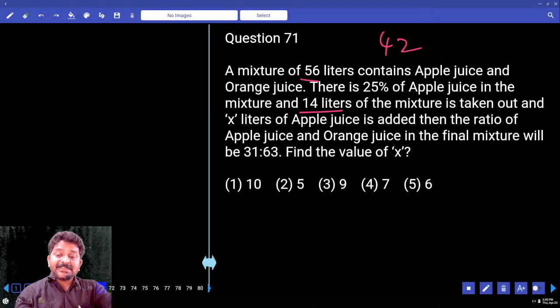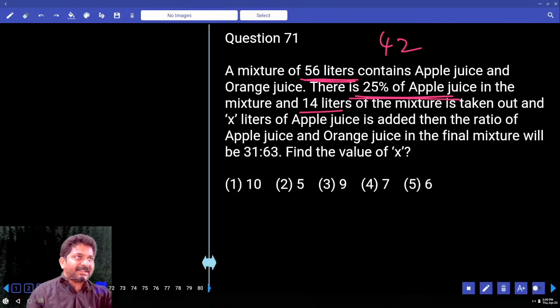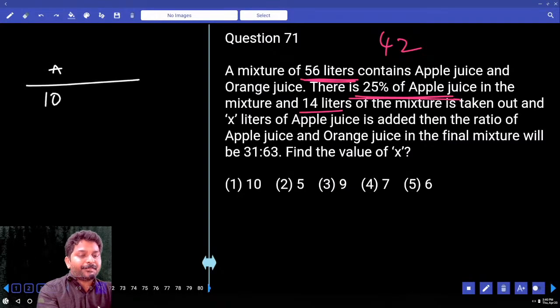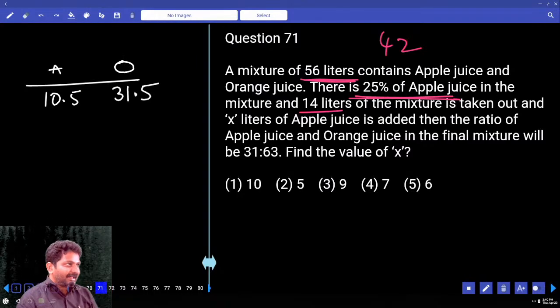Now, in the initial container, if apple juice occupies 25%, in the remaining 42 liters also, apple must be 25% only. That is half and half only. How much is half? 21. Again half. So, apple is 10.5 and then remaining is orange. Orange must be 31.5 out of 42 liters. Agreed this? Understood so far?